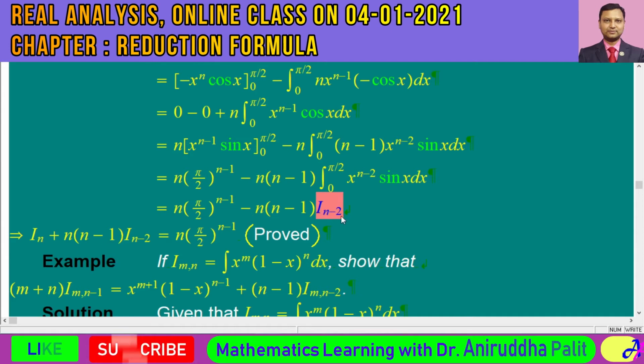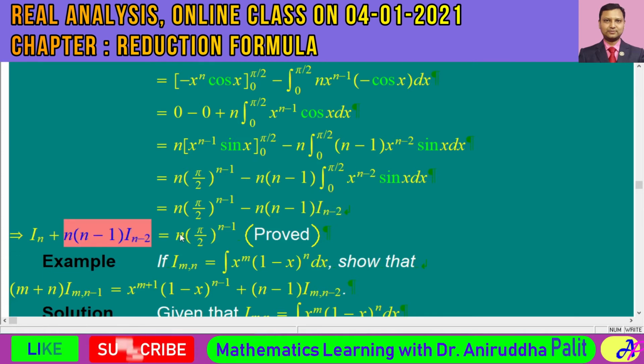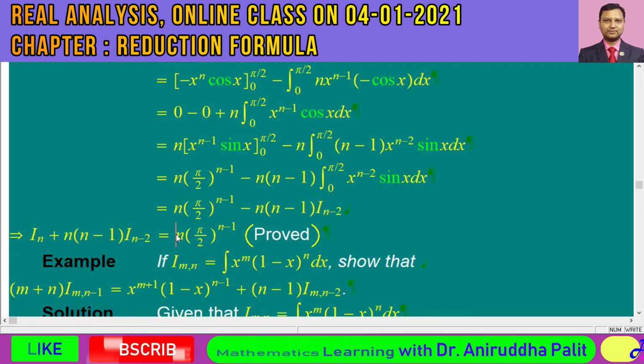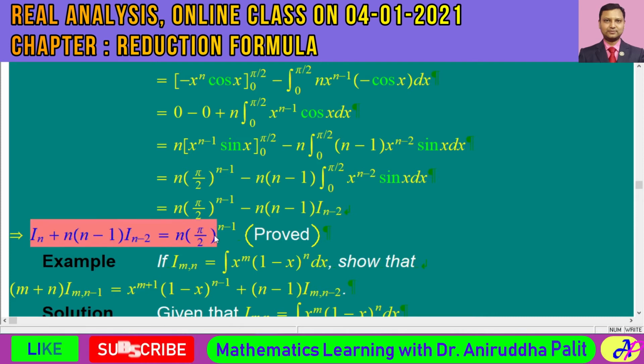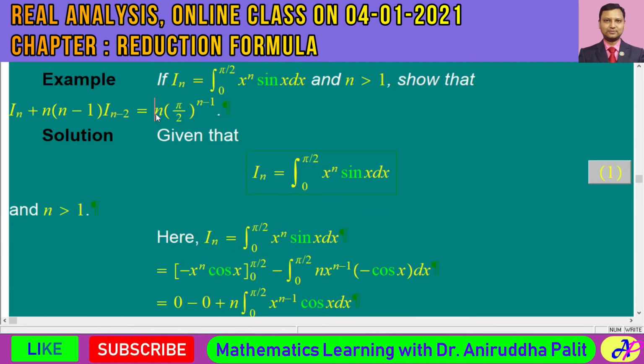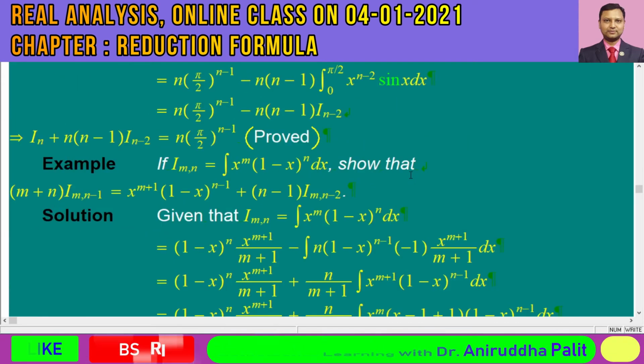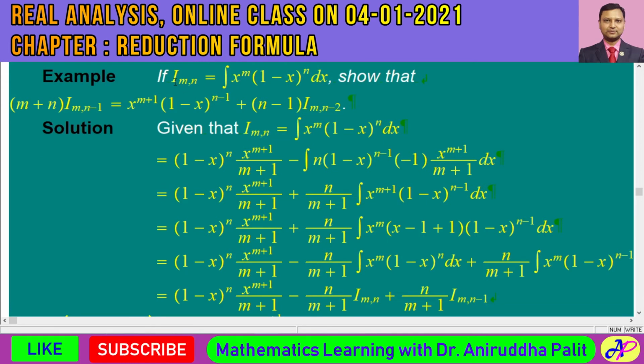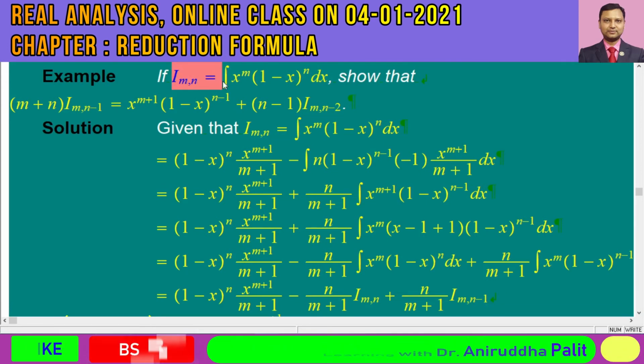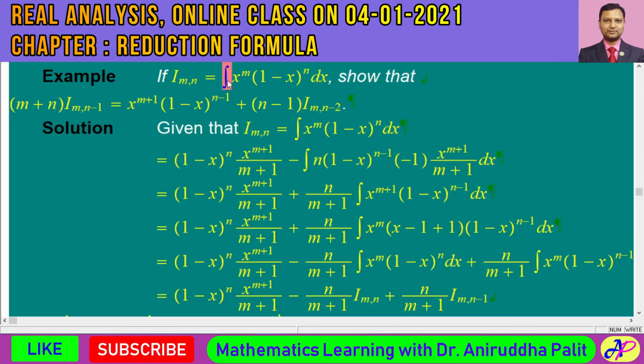You see, whenever this I_(n minus 2) is taken, it is shifted to the left hand side. So this is the final expression that we had to prove. This was the question, that on the right hand side n into pi by 2 to the power of n minus 1 is there. So in this way we can prove this kind of reduction formula. And let me discuss one more question from this one, because this has also been selected many times in exams. It is not a definite integral, it is about an indefinite integral.